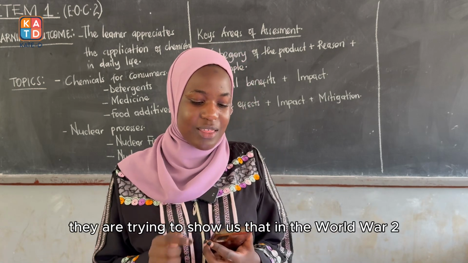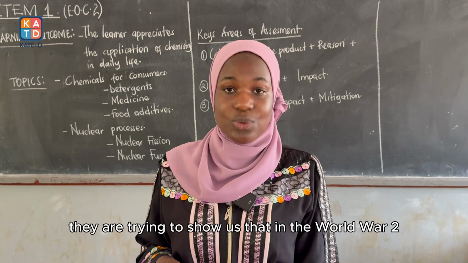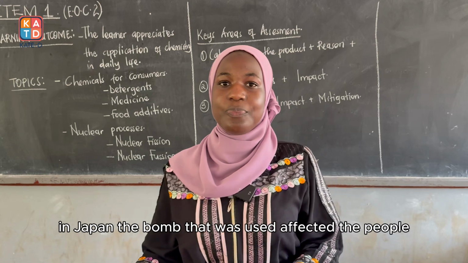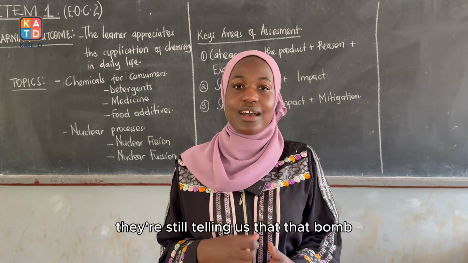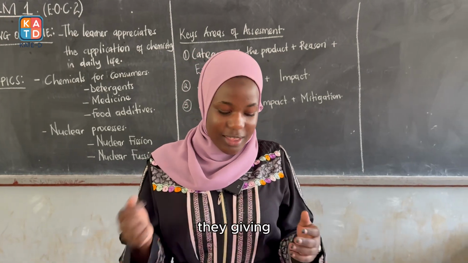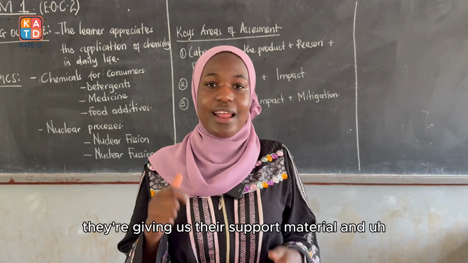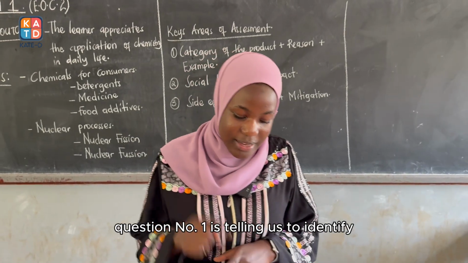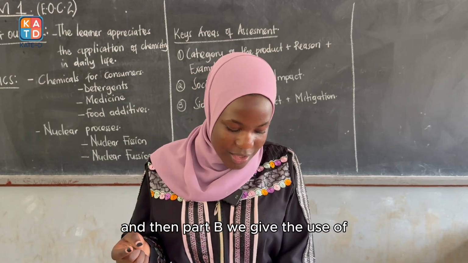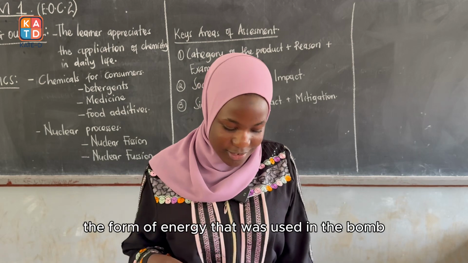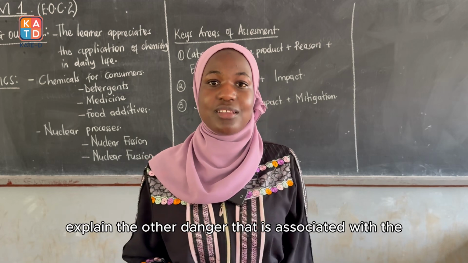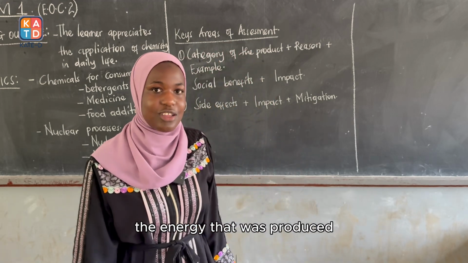When you look at this paper, they are trying to show us that in World War II in Japan, the bomb that was used affected the people. However, in the scenario, they're still telling us that that bomb, that energy that was used in the bomb, can be useful. They are giving us a support material, and question number 1 is telling us to identify the type of the bomb that was used. And then part B, we give the use of the form of energy that was used in the bomb, and then part C, explain the other danger that is associated with the energy that was produced.